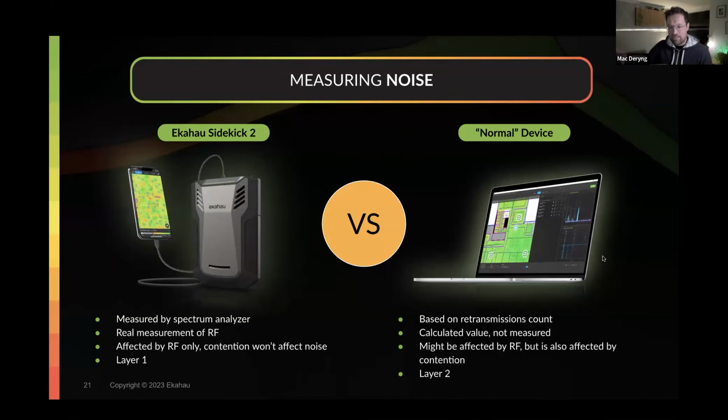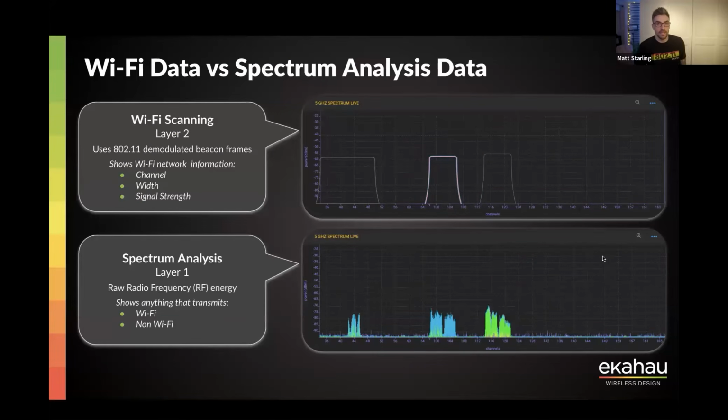When you, however, calculate the noise with a Wi-Fi chipset that does not have a spectrum analyzer built in, then this is based mostly on retransmissions count, and this is based on the protocol on layer 2. So we are now seeing, okay, I tried to send 100 frames, and out of this 100 times, I had to rate shift down 83 times. I assume that the noise must be high, but it might not be noise. It might be noise, but it might also be contention. Two absolutely different things.